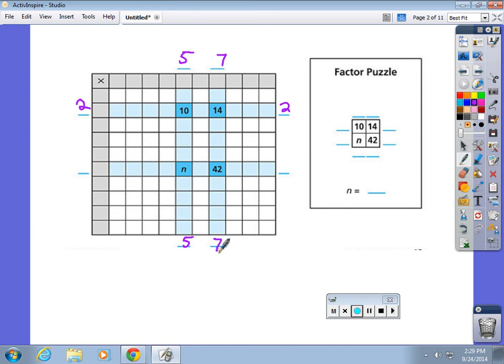Now I have to figure out this row right through here. I have my 7, and I have 42. 42 divided by 7 is 6, so this is my 6th row. That then allows me to figure out this value of n. 6 times 5 is 30, so n has a value of 30. 6, 2, 7, 5, and then they carry down and across.